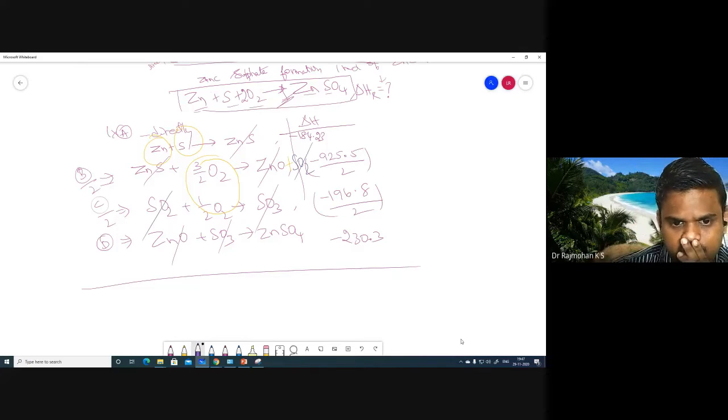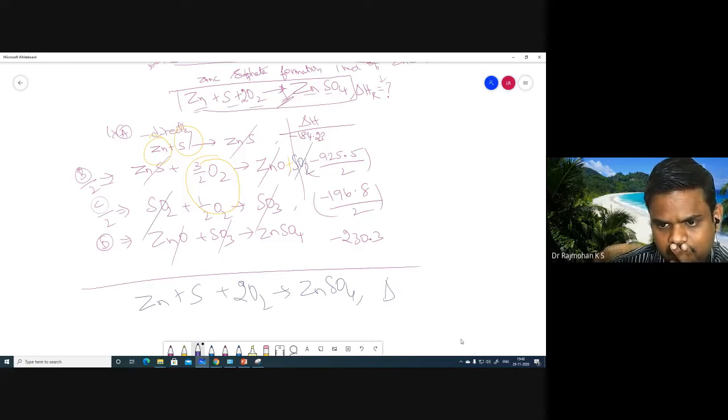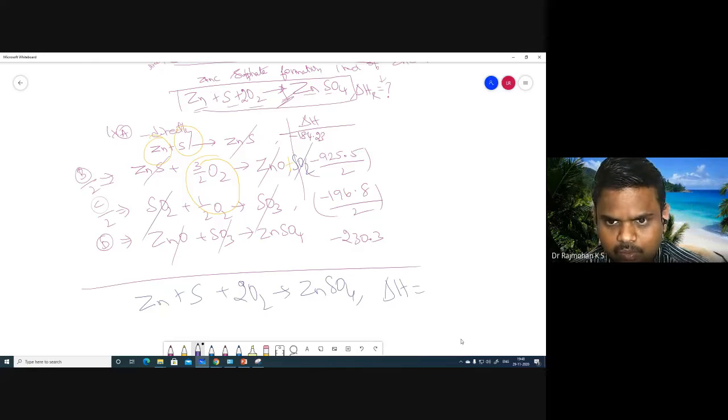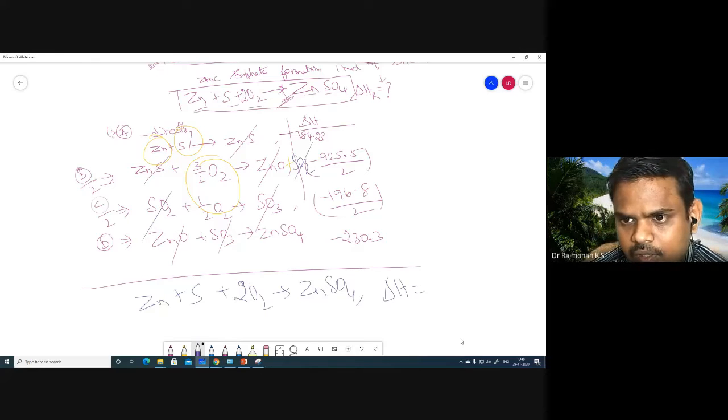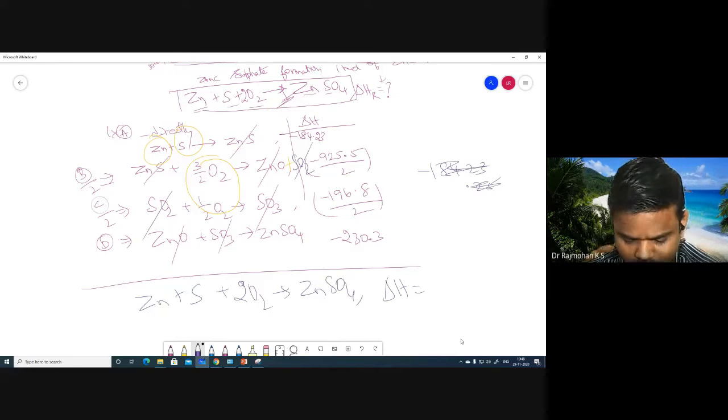Okay, so we have zinc plus sulfur plus 4 by 2, that is 2O2, giving zinc sulfate, and delta H is equal to this minus 184.23. So simplify, use your calculator to get the value.